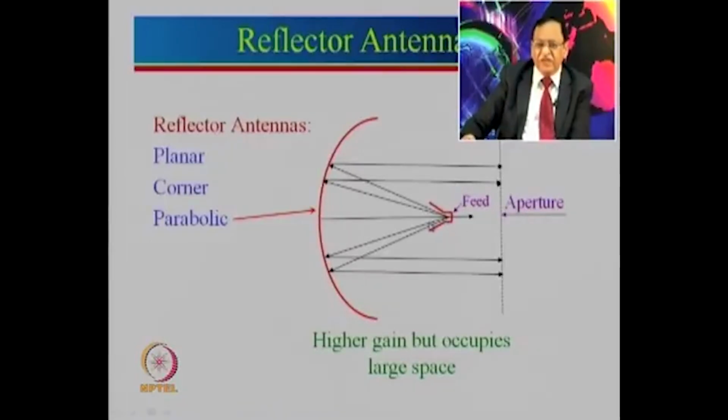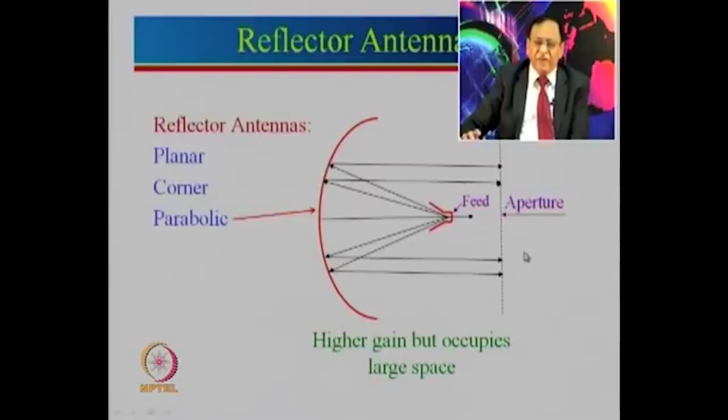So let us say it is in the receive mode. All the signals which are coming from a far away point will reflect from here and they will focus on this. So at the feed point we put an antenna. It can be done the other way around also. So the feed is there, we feed the antenna, it will radiate in this direction, and then it will reflect and go to a far away point.